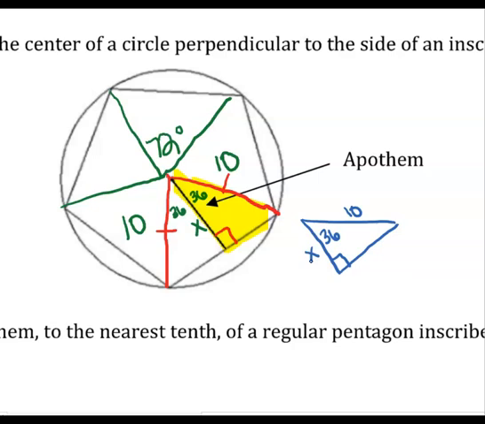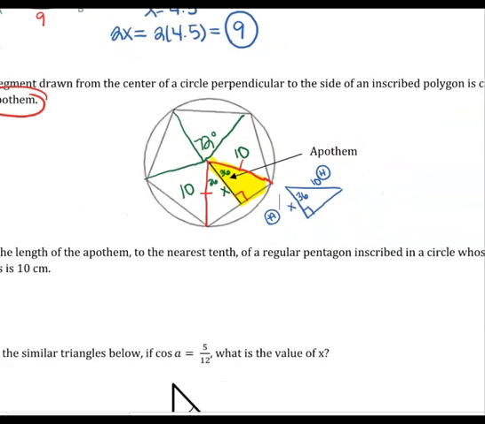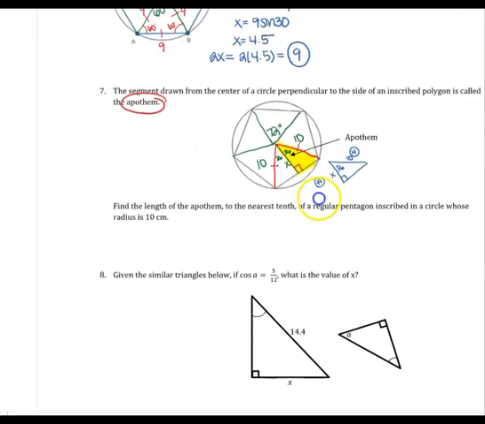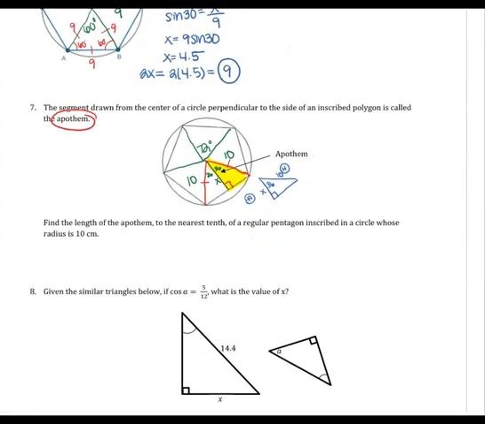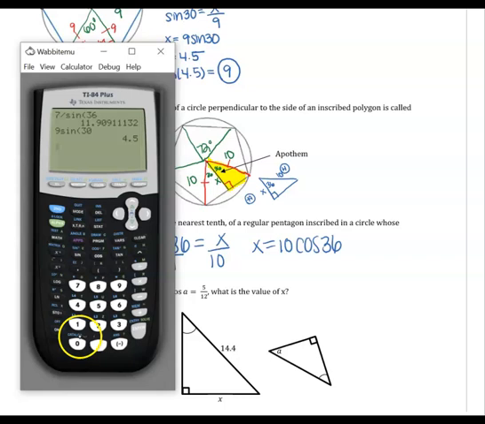So based on what I have given here, I have a hypotenuse and I have an adjacent side. Therefore, I should be using cosine to set up and solve for my apothem. Okay, so that means I'm using cosine of 36 equals adjacent over hypotenuse. And then I just cross multiply and solve. So nearest 10th, 8.1.